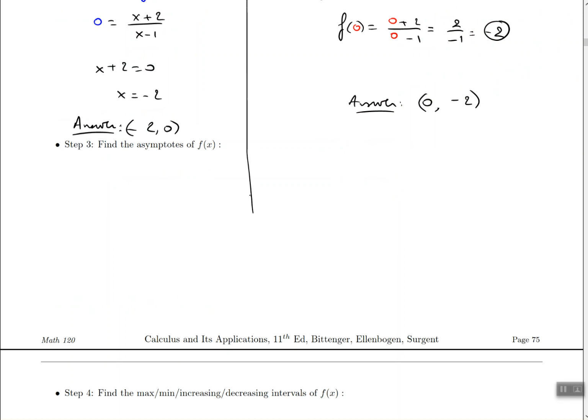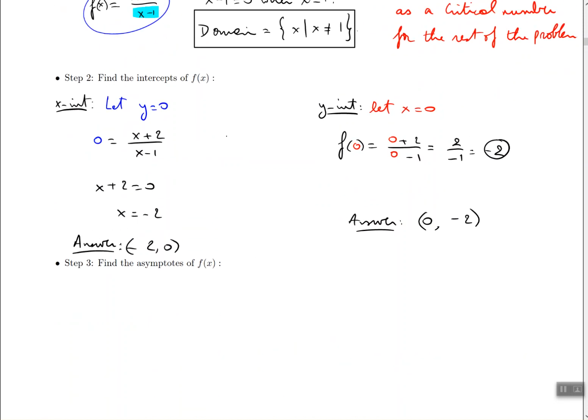So far I know that if I graph this function f of x, it's going to cross the x-intercept at negative 2, 0, so somewhere over here, and it's going to cross at 0, negative 2, so somewhere over here on the y-axis. So that's what I know so far from these two answers.